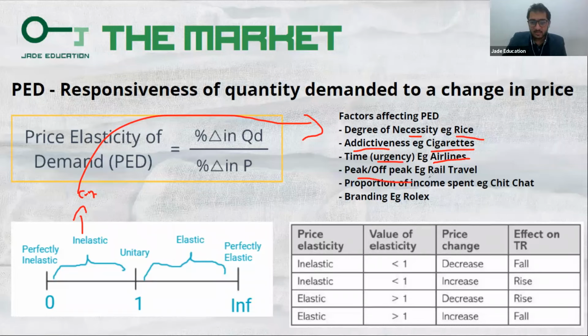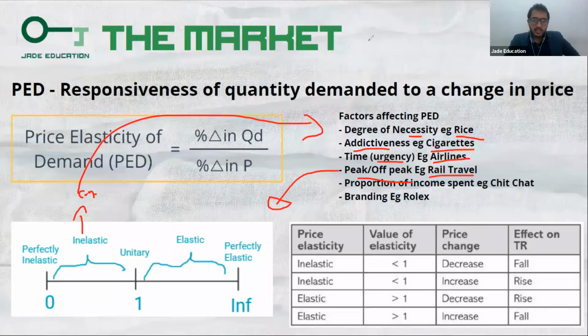Peak and off-peak, guys. Sometimes with rail travel, not in Sri Lanka, but in other countries, during office hours and school hours the rates are higher as opposed to other times like 10 a.m., 11 a.m., when no one travels on the train. So that's off-peak. I think you have this in Dialogue and SLT data packages: peak and off-peak, nighttime data, daytime, anytime data, whatever they call it.